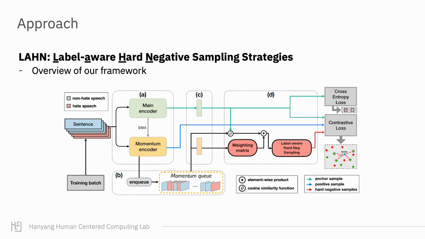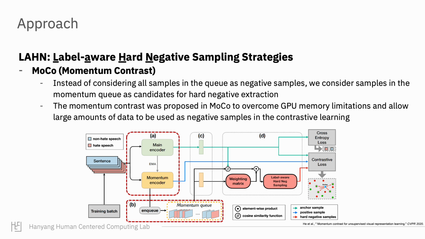This is our overview figure. The first is MoCo. Instead of considering all samples in the queue as negative samples, we consider samples in the momentum queue as candidates for hard negative extraction. The momentum contrast was proposed in MoCo to overcome GPU memory limitations and allow large amounts of data to be used as negative samples in contrastive learning.